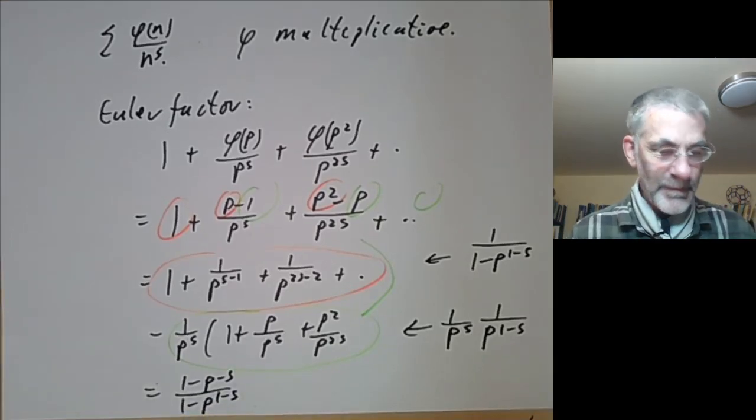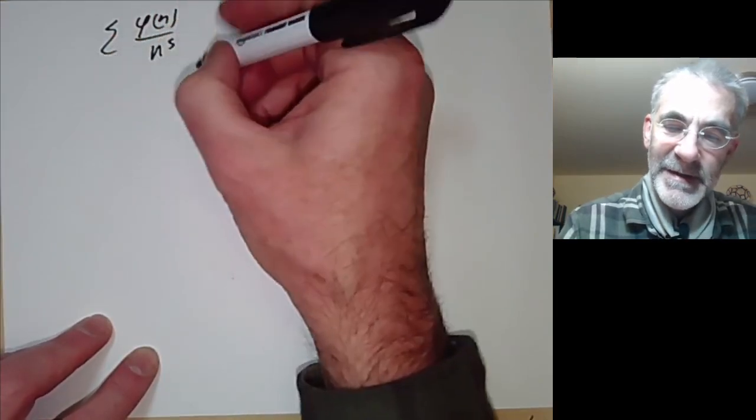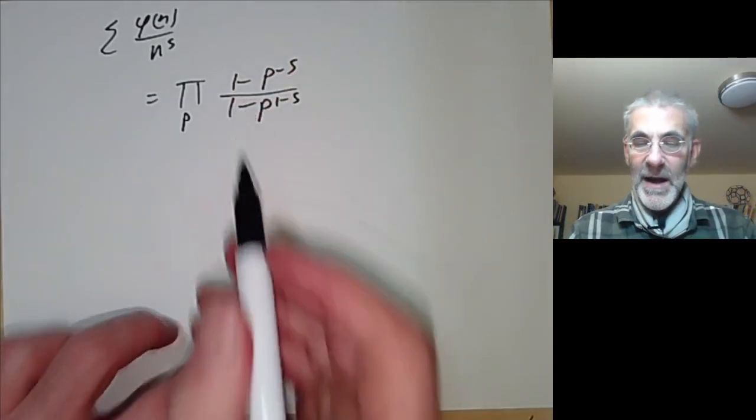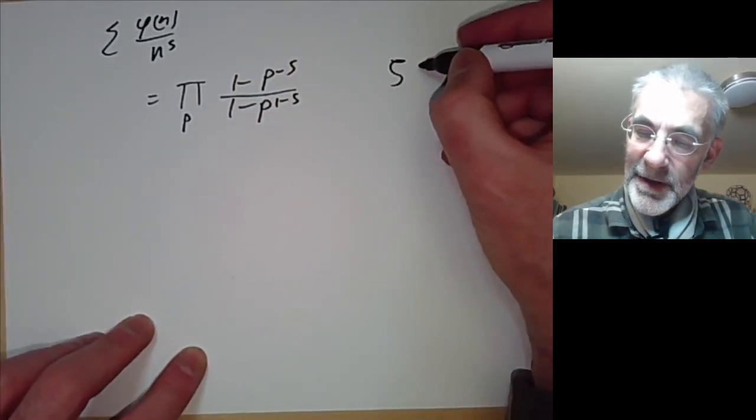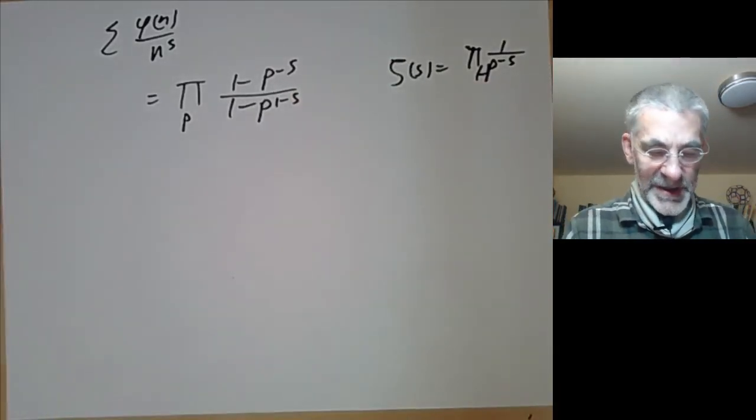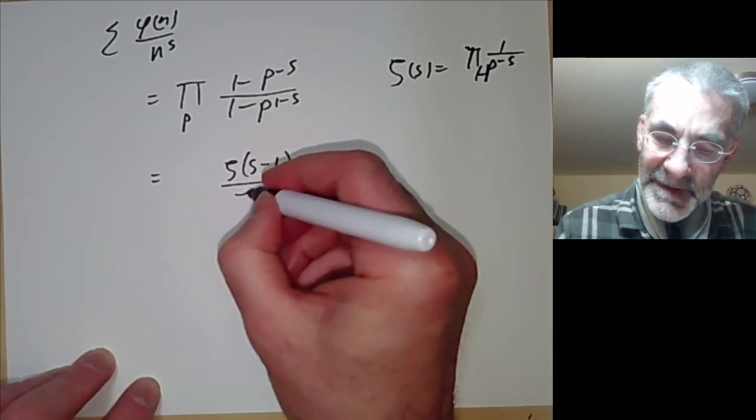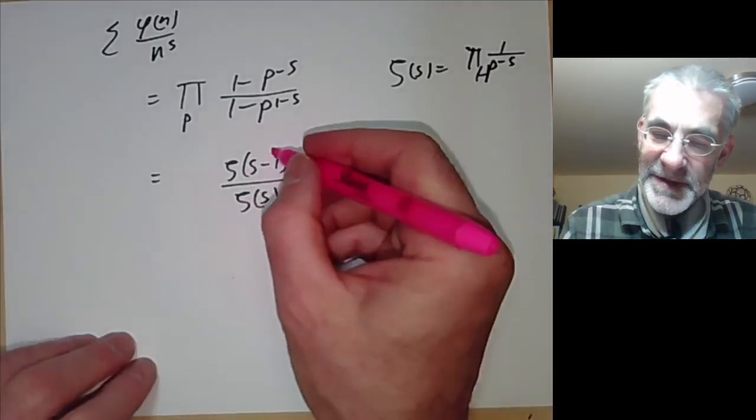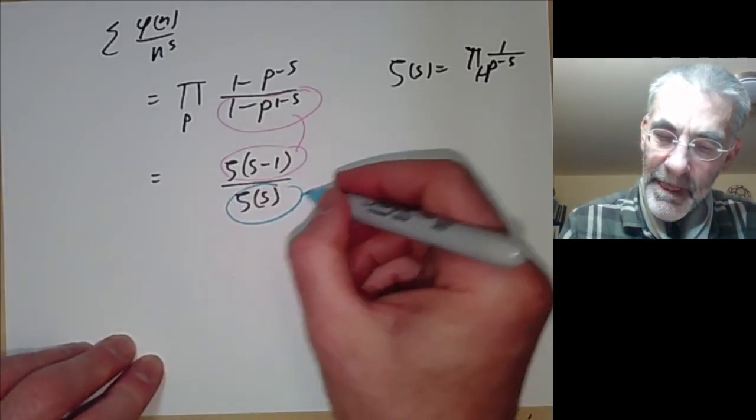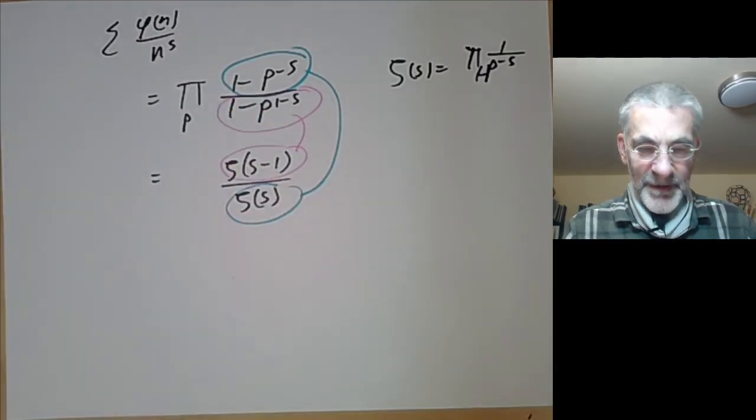Now that we've found the Euler factors, we can work out the Dirichlet series for sum of phi of n over n to the s. So this is a product over all primes of the Euler factor, 1 minus p to the minus s over 1 minus p to the 1 minus s. And this looks suspiciously similar to zeta of s, which is the product of 1 over 1 minus p to the minus s. So this turns out to be zeta of s minus 1 over zeta of s. And this is because the zeta of s minus 1 comes from these bits here, and the 1 over zeta of s comes from these bits here. So here we found the Dirichlet series for phi of n.